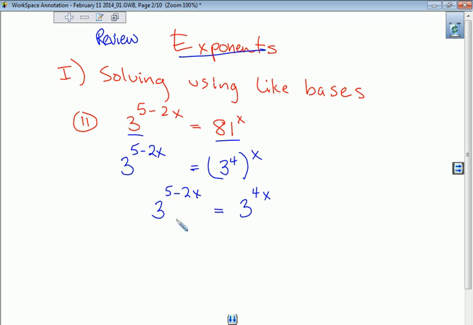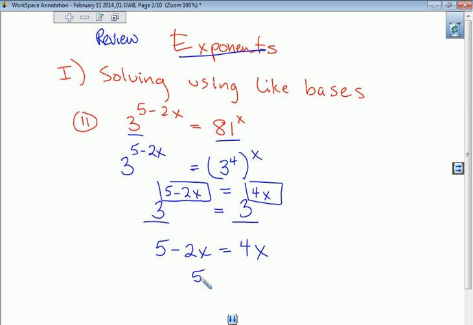The only way for this to equal this, if they have the same base, is if this exponent actually equals this exponent. Does that make sense? That would be the only way they could be equivalent. Is if this exponent equals that one. So we set the 5 minus 2x equal to the 4x and solve. Move the 2x over. Oops. Divide by 6. And we get x equals 5/6.